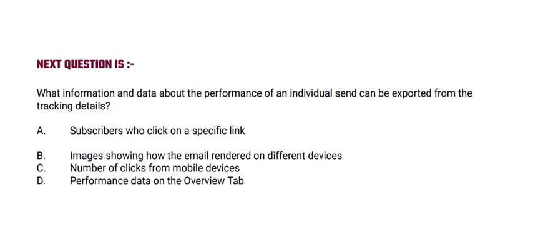Next question is, what information and data about the performance of an individual send can be exported from the tracking details? Options are option A, subscribers who click on a specific link. Option B, images showing how the email rendered on different devices. Option C, number of clicks from mobile devices. And option D, performance data on the overview tab. The correct option is option A and C.